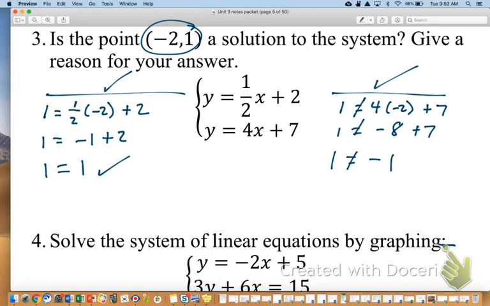And because 1 does not equal -1, please don't pack up yet. I'm not done. Please. Come on. That's just not polite.